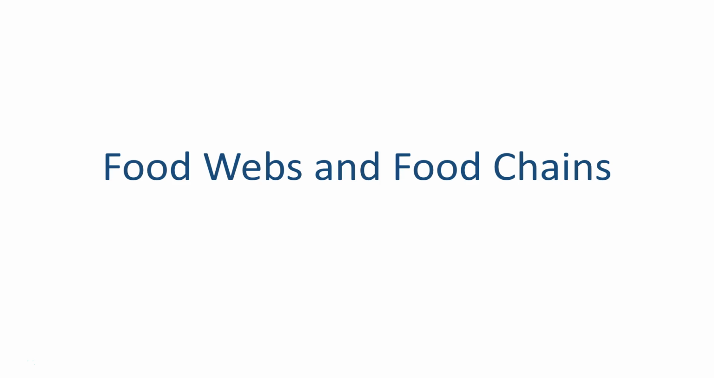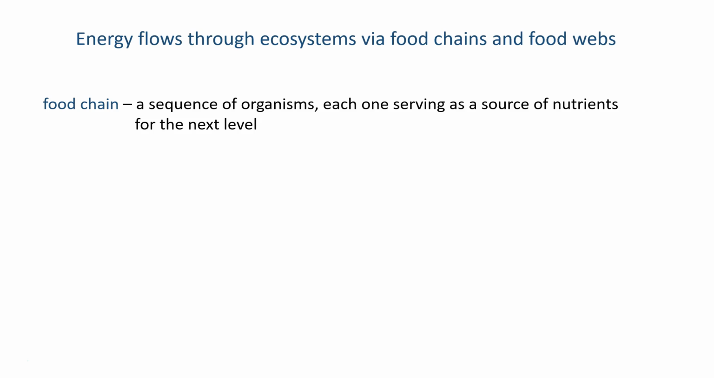So as we've discussed in some of the previous videos, energy can be converted from one form to another, and that energy is transferred through an ecosystem through its trophic levels. Food chains and food webs are models of how that works. A food chain is a sequence of organisms, each one serving as a source of nutrients for the next level.